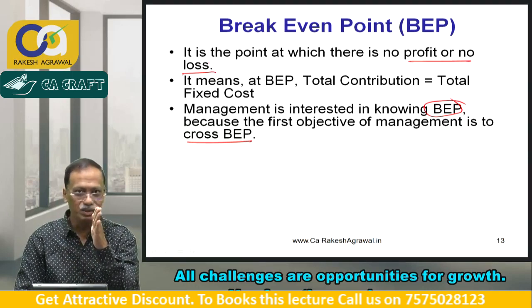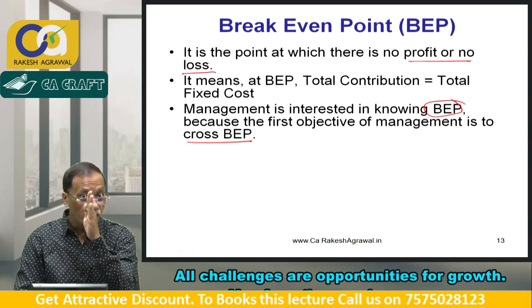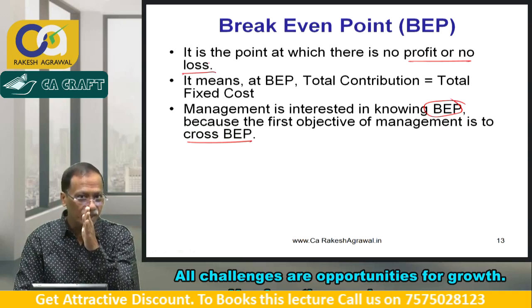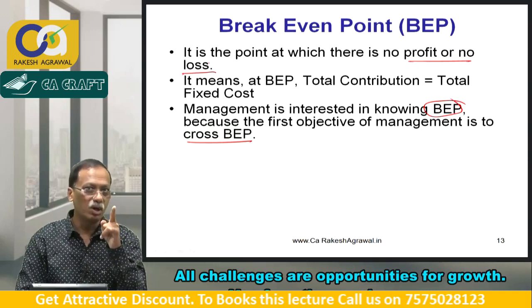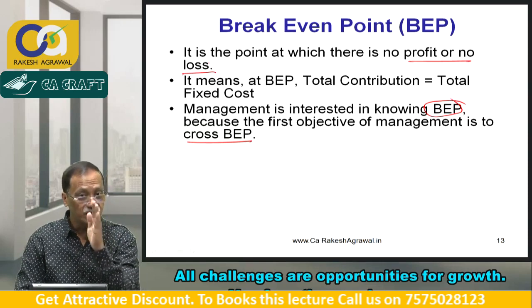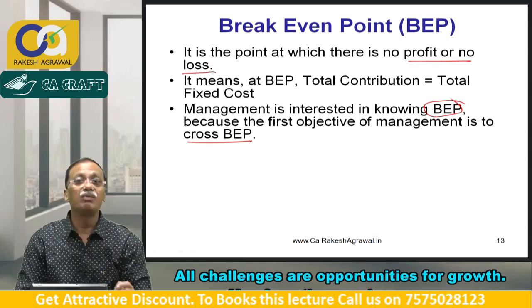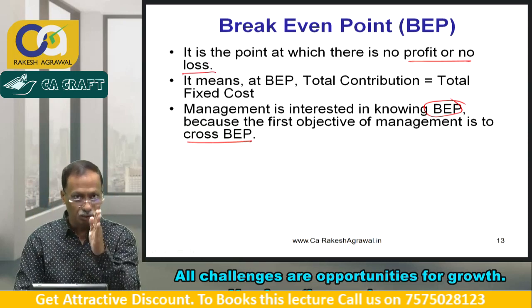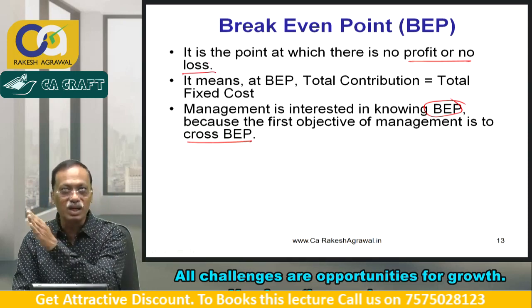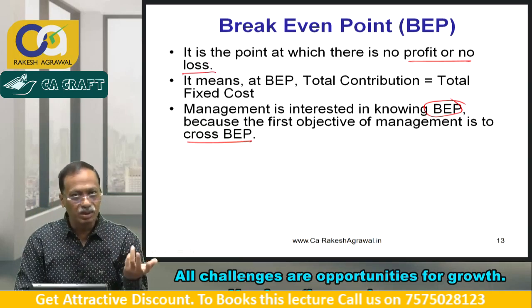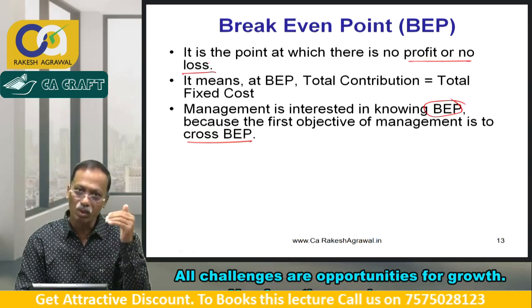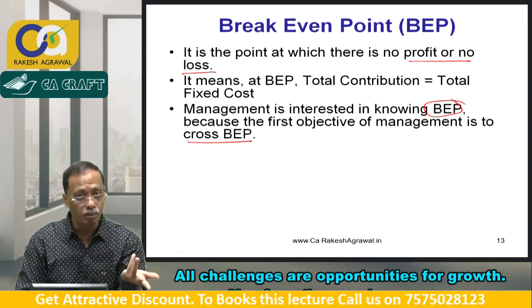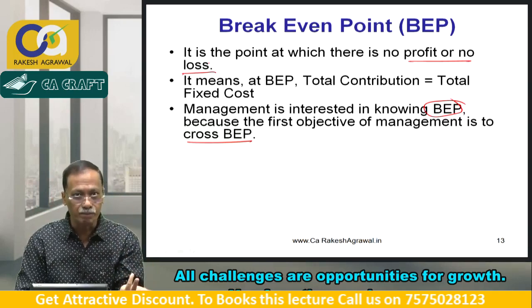See, at BEP there is no profit, no loss, meaning BEP sales. If your sales goes below BEP, you will suffer losses. And if your sales is above BEP, you will be in profit. Now you must know that cutoff point from where you start generating profit. Naturally every management's objective will be to stay above BEP. You would always like your sales to be above break-even point so that you are in profit. But you should know that cutoff point.